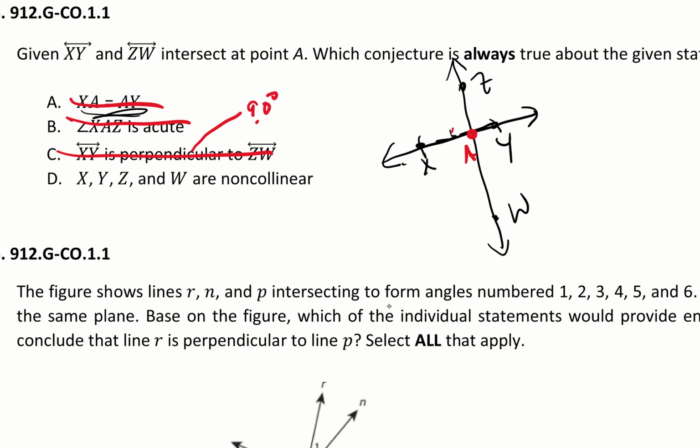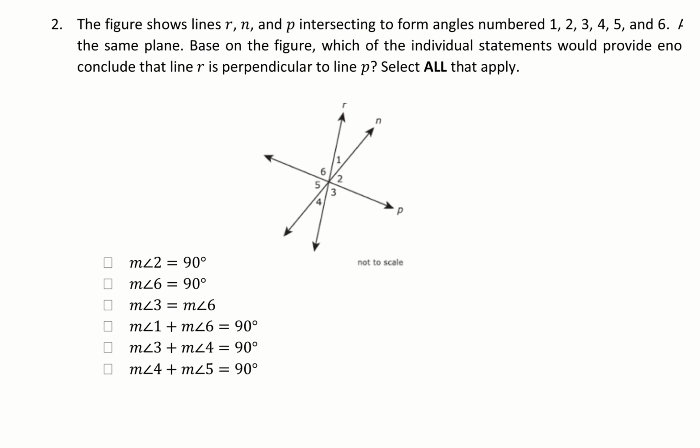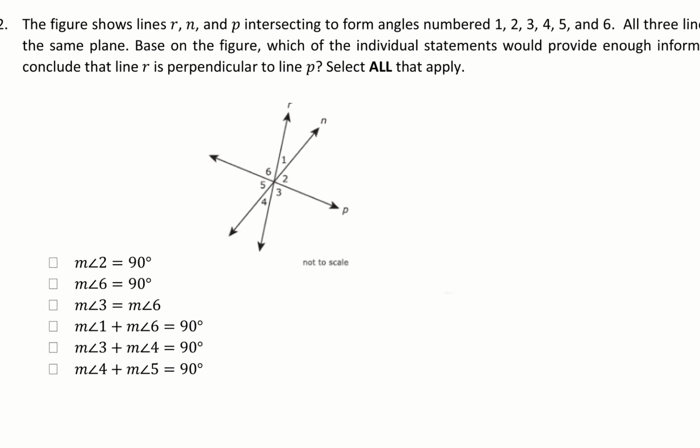So what about X, Y, Z, and W? Are they non-collinear? Meaning are they on the same line? Well, X, Y are on the same line, and Z, W are on the same line. But X, Y, Z, W are not on the same line as a whole. And so this is always going to be true for this type of problem. So we'll circle D.